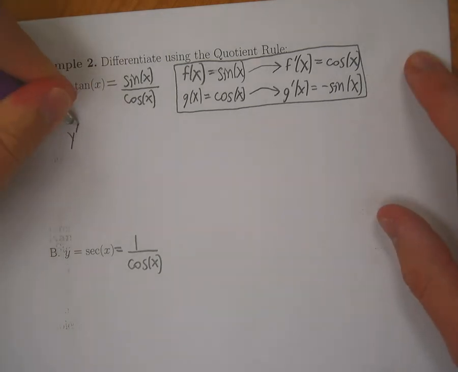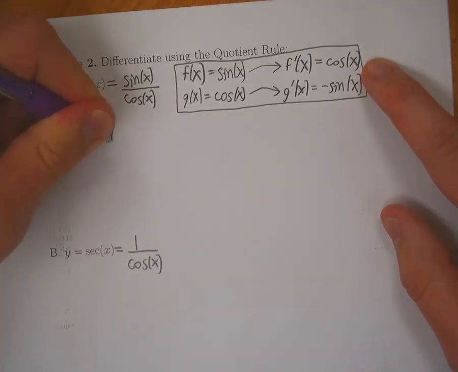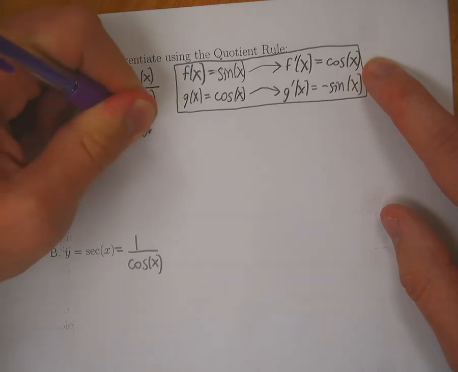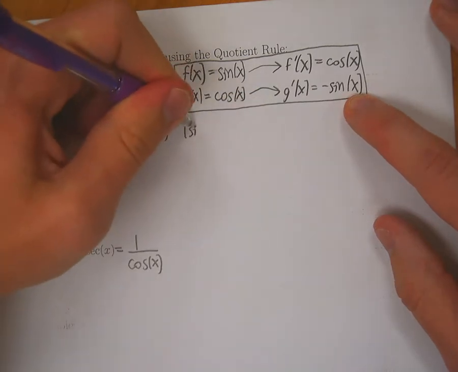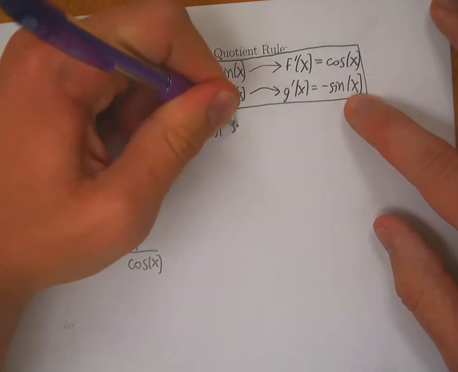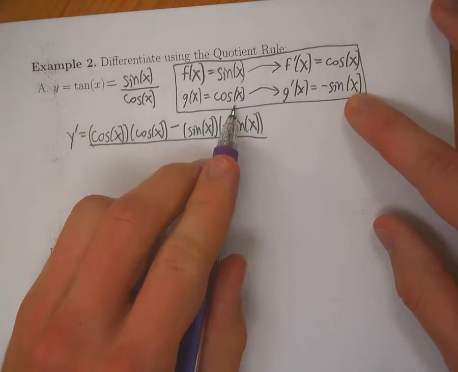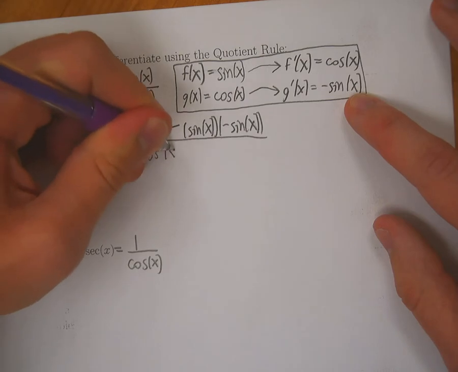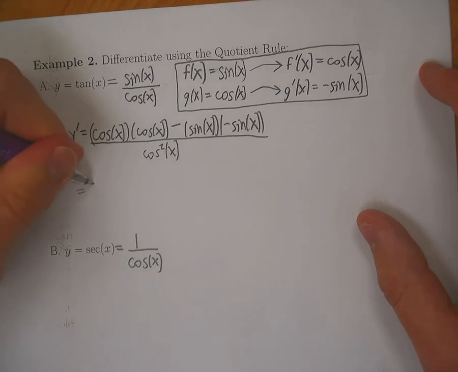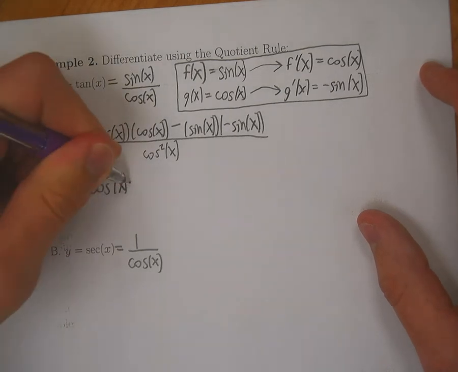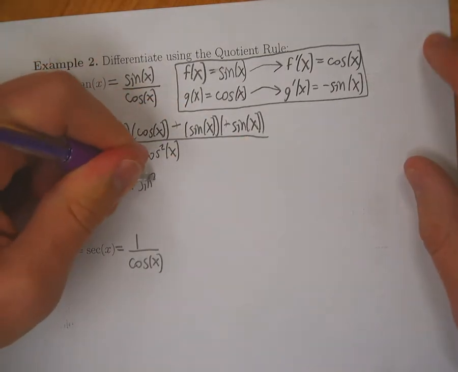So we have y prime equals, so low d high. In this case, you should end up with cosine of x times cosine of x. Then minus high d low, so sine of x times negative sine of x, all that over, in this case, low squared, so cosine squared. If you simplify all that, you should end up with cosine squared of x plus, because the two negatives cancel each other out, plus sine squared of x, right?